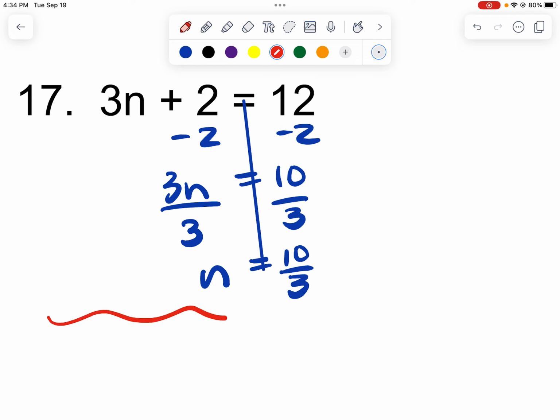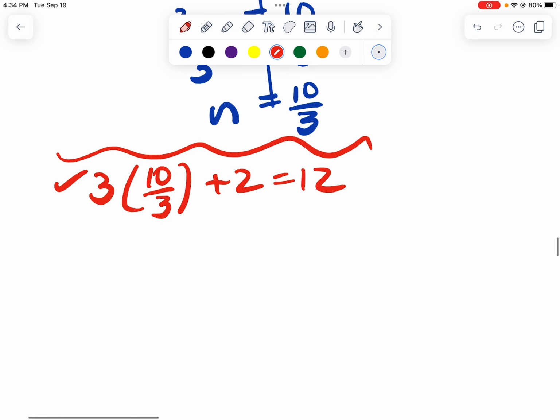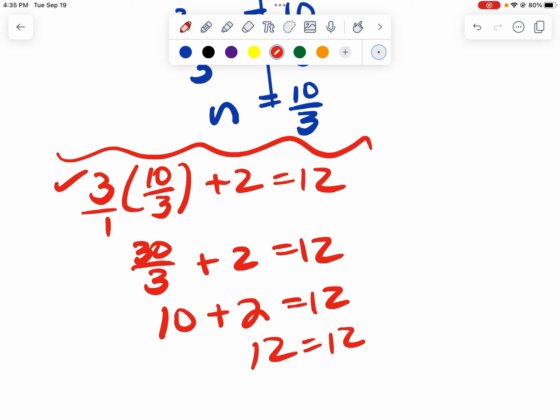Yep, I have 3 answers that are fractions. So 3 times 10 over 3 plus 2 equals 12. So you could do this cancels with this, or for those of you that have a hard time with that, I can do 30 over 3 plus 2 equals 12. This is 10 plus 2 equals 12. So 12 equals 12, so that is the correct answer.